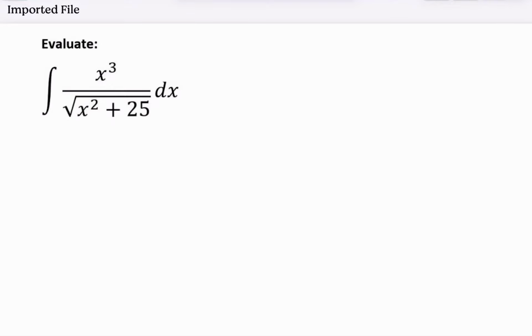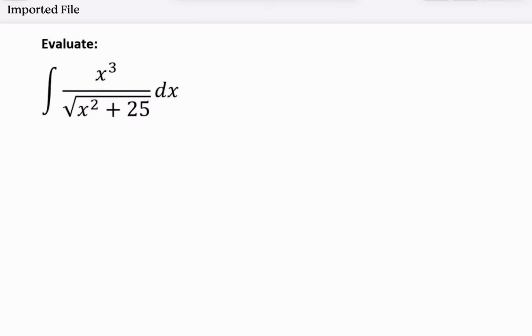So in today's video, we're going to continue what we learned about in lecture. We touched very basically upon the subject of U-substitution and where it'll be useful. So here we want to evaluate this indefinite integral of x cubed over the quantity of the square root of x squared plus 25 with respect to x.